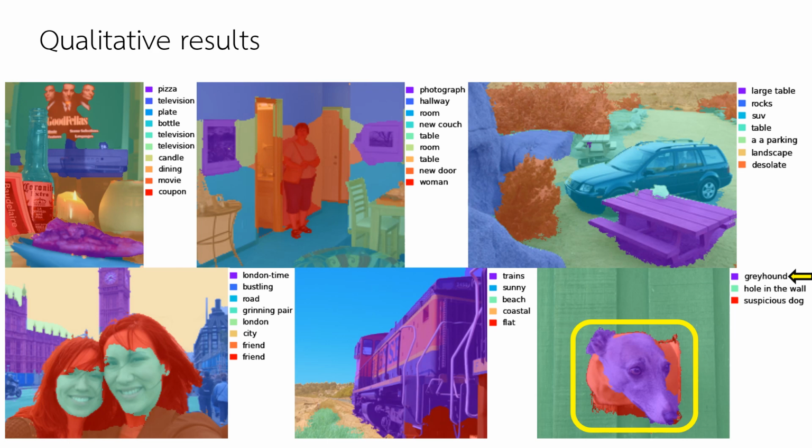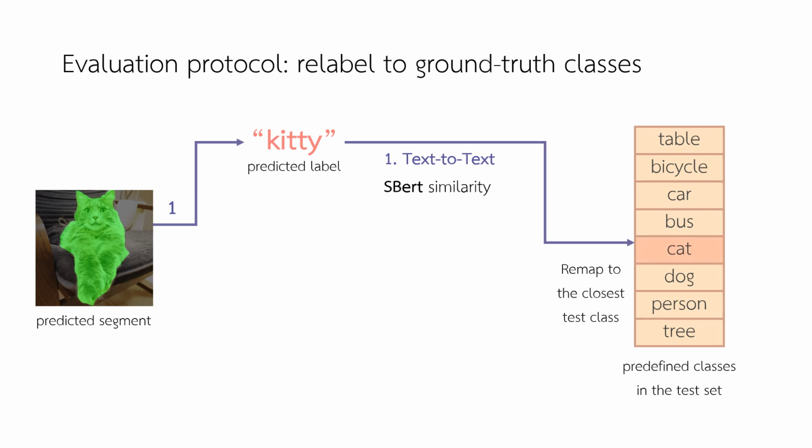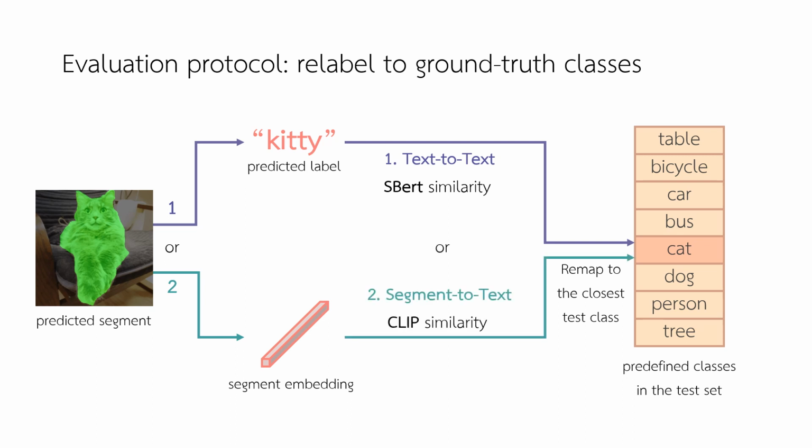We introduce an evaluation protocol, which can use an existing segmentation benchmark. To evaluate a predicted segment, we take its predicted label and find the closest test label by comparing distances in S-BERT space. Alternatively, we can take the segment embedding and map it to the closest test label by comparing distances in CLIP space. Once the label has been remapped, standard metrics like IOU can be used.